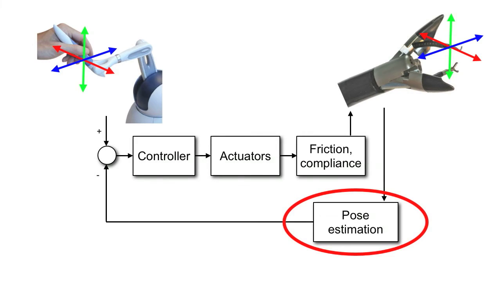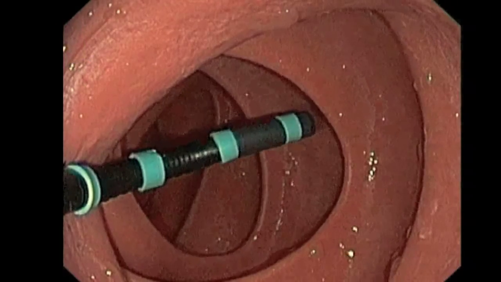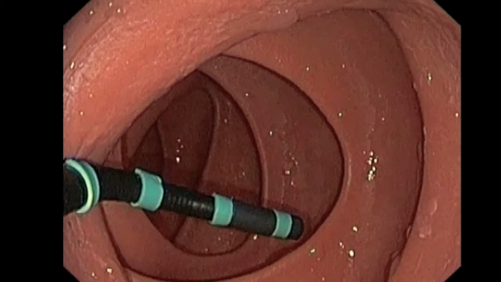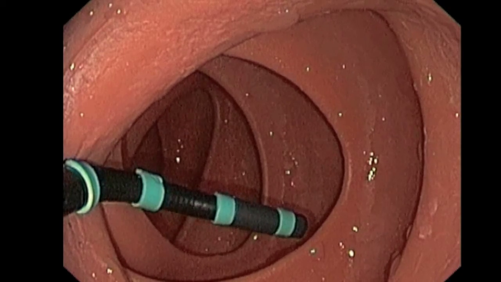We have developed a pose estimation algorithm that enables reconstruction of the instrument pose based solely on the endoscopic images, without adding sensors to the endoscope system. In this video, we will discuss this pose estimation algorithm. In order to enable accurate tracking of the instrument, we have placed 4 markers on it.